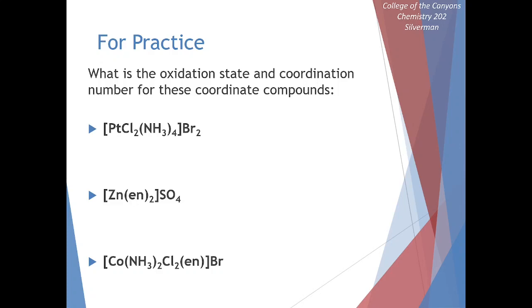Let's walk through the first one together. We have a platinum. We have 2 chlorine ligands. We have 4 ammonia ligands. And we have 2 of these bromide ions as counter ions. For the oxidation state, if we add up all the charges on these individual things, they need to add up to the overall charge on this compound, which would be written to the top right if it was not 0. Since it's not written, the overall charge is 0.